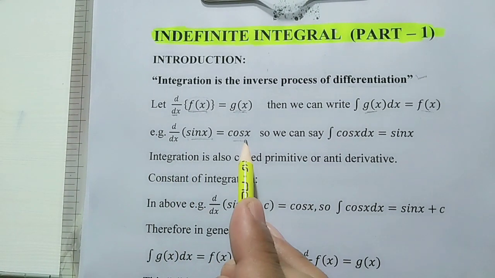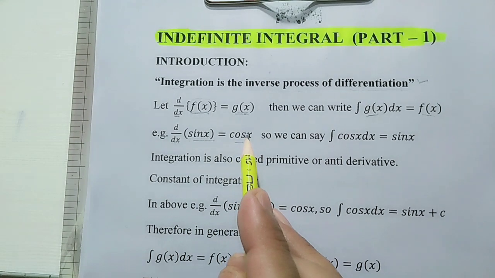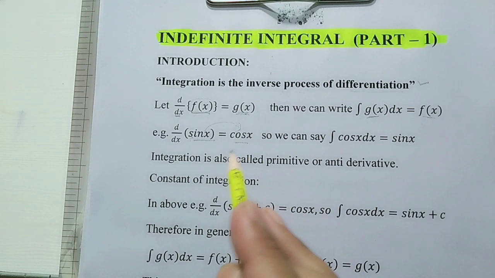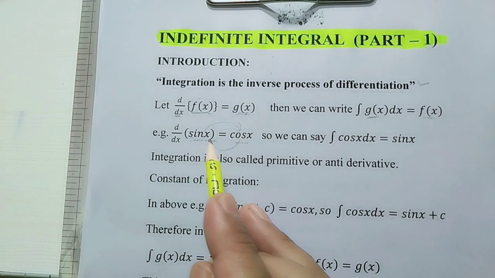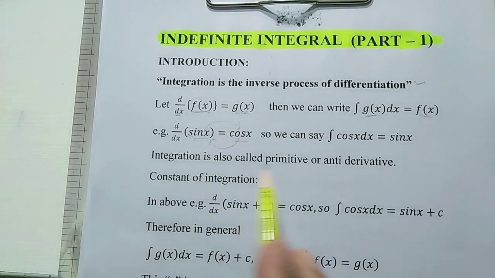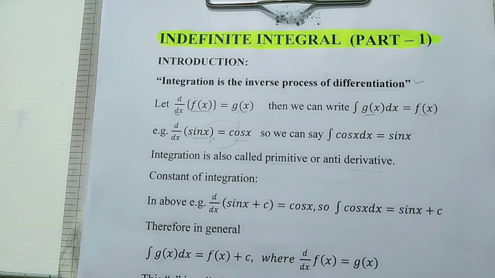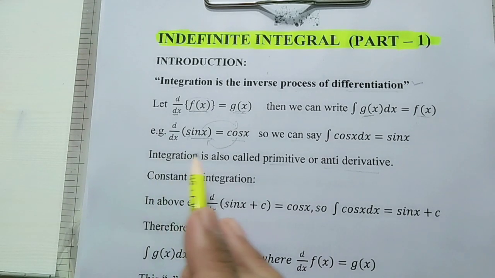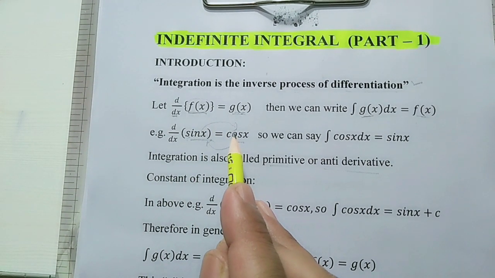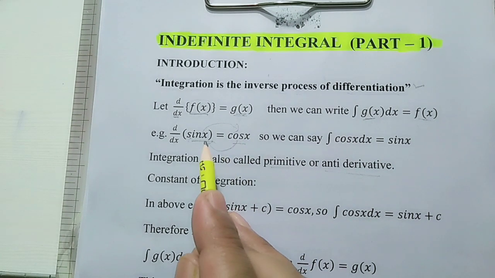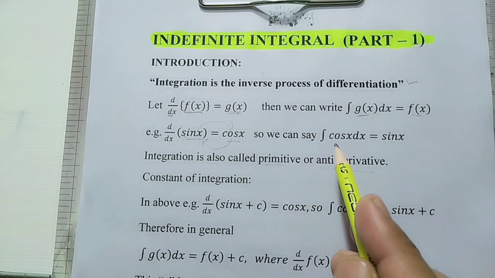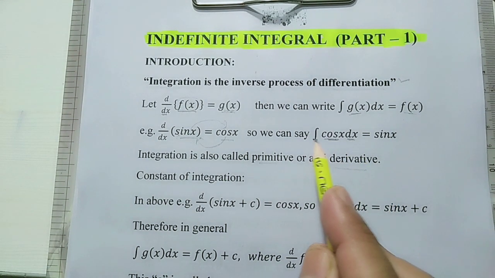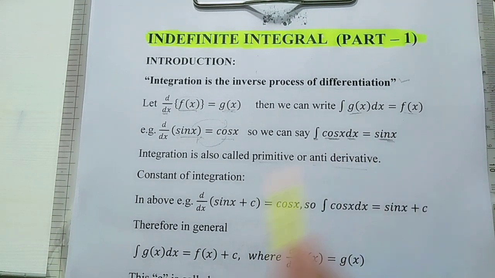Differentiation of sin x is cos x. So we can say integration of cos x is sin x. The derivative of sin x is cos x and the antiderivative of cos x is sin x. Integration is also called primitive or antiderivative. This way we are finding the derivative, and in the reverse way we can write the antiderivative. So we can write it like this: the integral of cos x with respect to x, with this being the sign of integration, will be sin x.